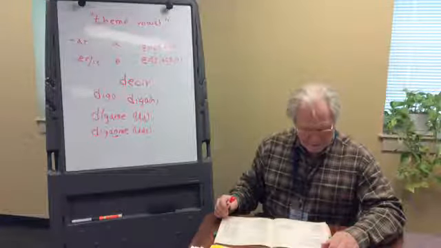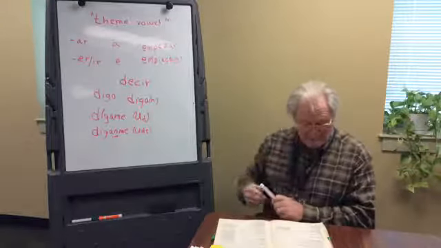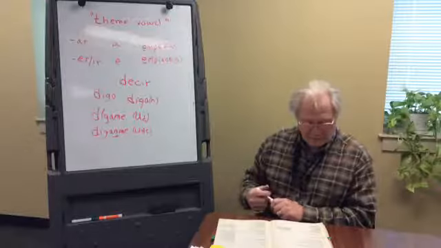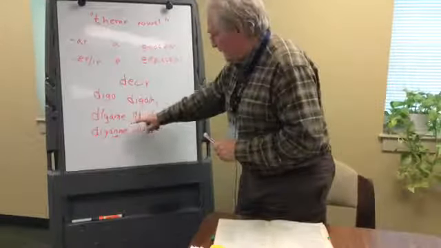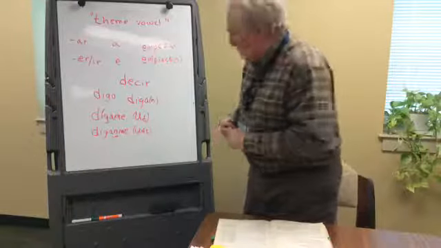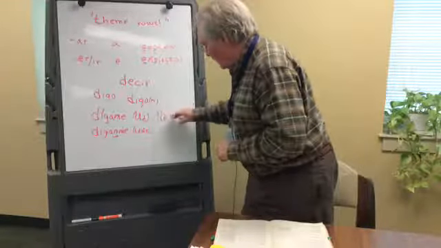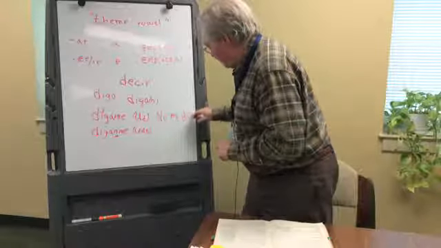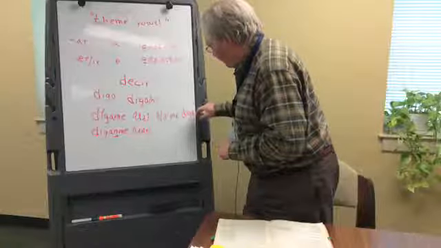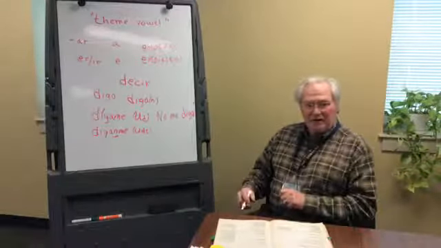Now with the negative command, the personal object pronoun comes before the verb. So, dígame, the negative is no me diga. Which is like saying you don't say.